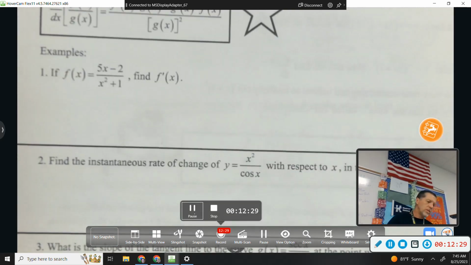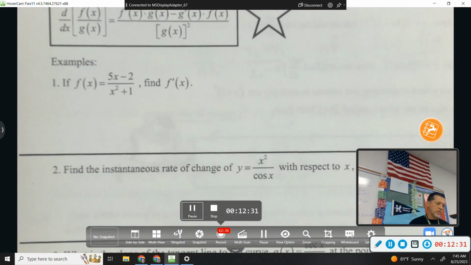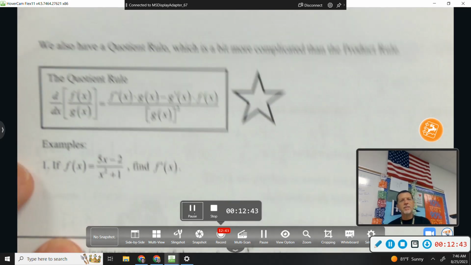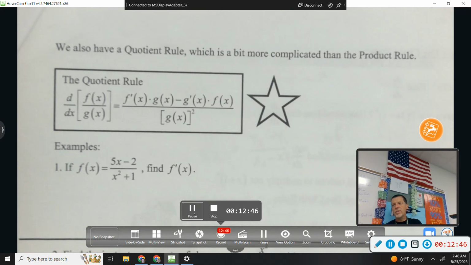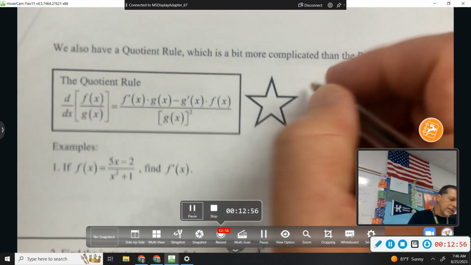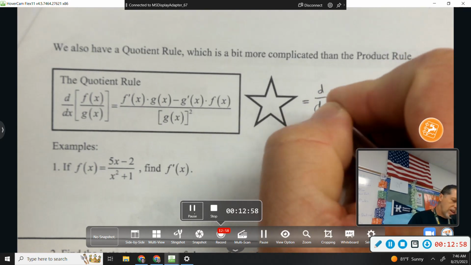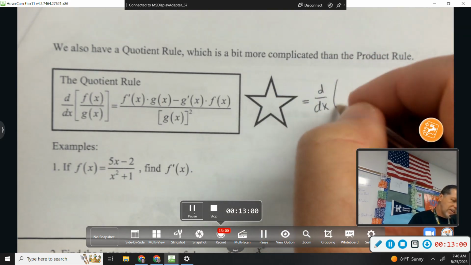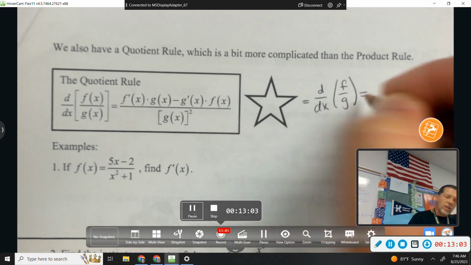As opposed to, turn the page, the quotient rule. Quotient rule is a little more complicated. As expected, right? Division is always a little more complicated. f prime g minus g prime f all over g squared. I'm going to write that a little bit differently. I'm going to drop all the x's out of there just because it's a little easier to look at.